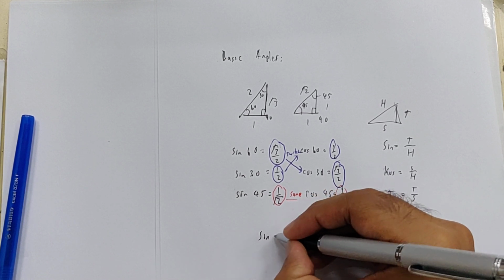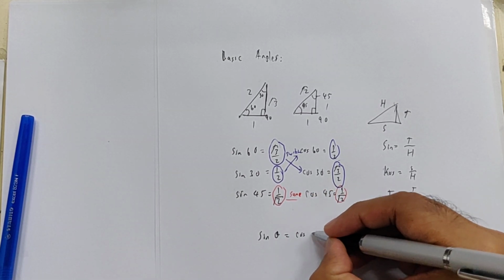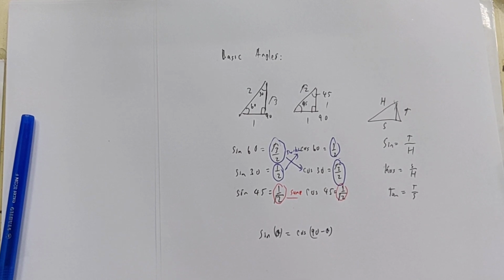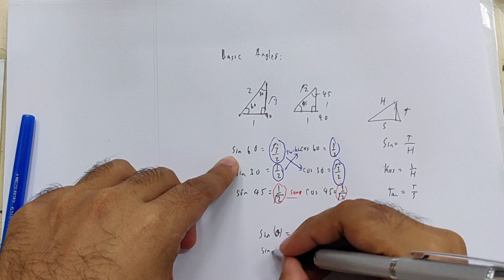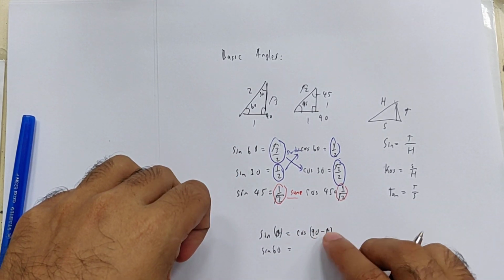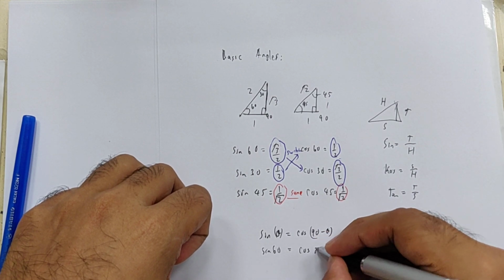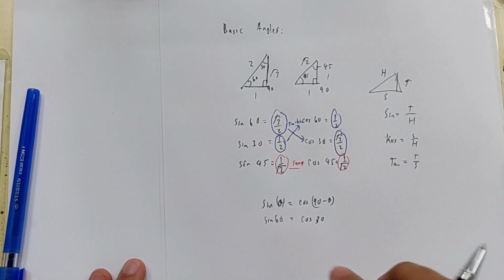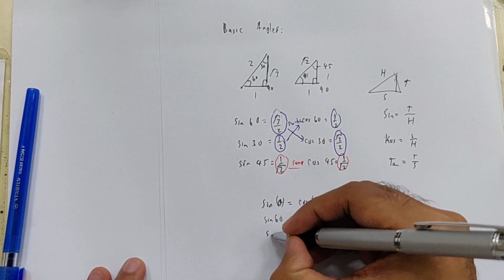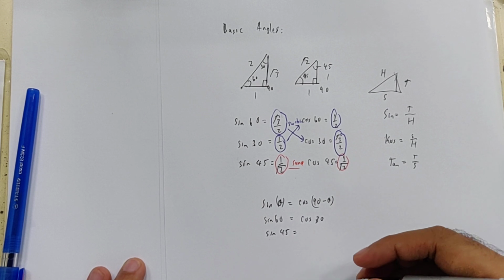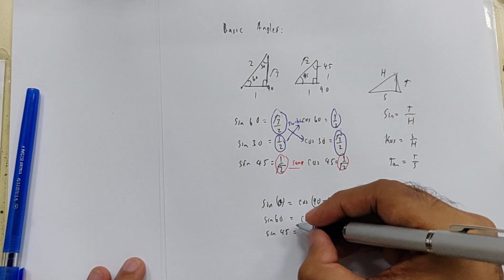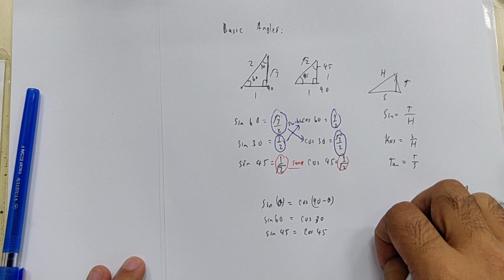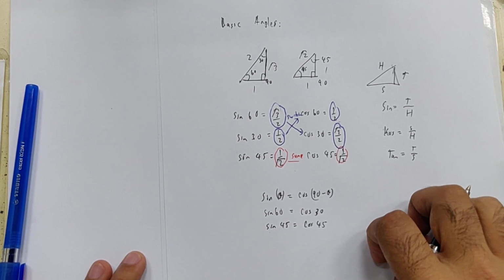It's mainly this. If we got sine theta, it is equal to cos of 90 minus theta. 90 is like the absolute rule. So if I got sine 60 just now, 90 minus 60 is the same as cos 30. Do you see that? Okay. So if I got sine 45, it is equal to cos 45. Now do you realize why they are the same? Why they switch? Can you see the pattern? We use this rule.